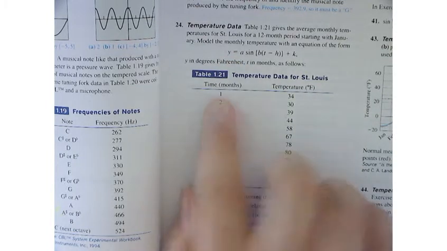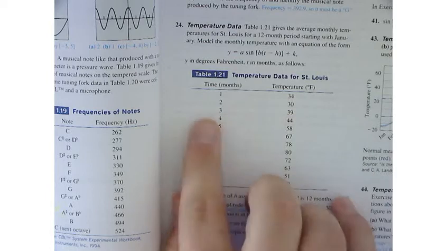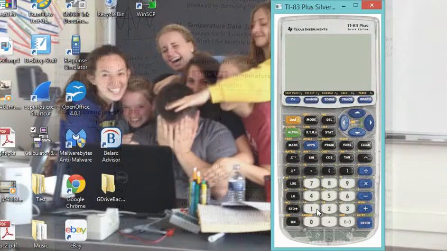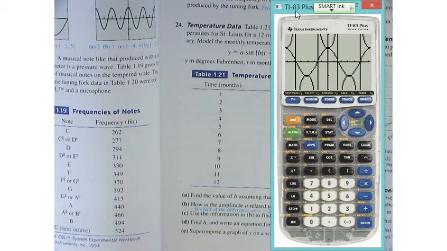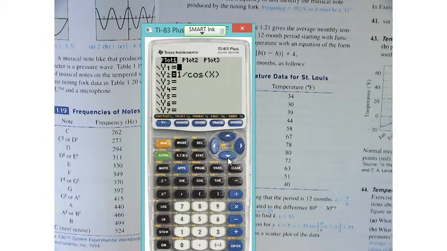So in January, the first month of the year, the average temperature was 34. In February, it was 30. March was 39, and so on and so forth. So there's a couple of things. First thing that we want to do is enter the data into a list on our calculator. So let me clear out my stuff here. And I've already done this problem.